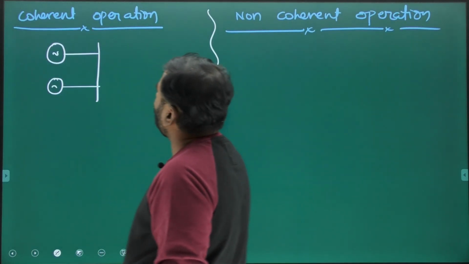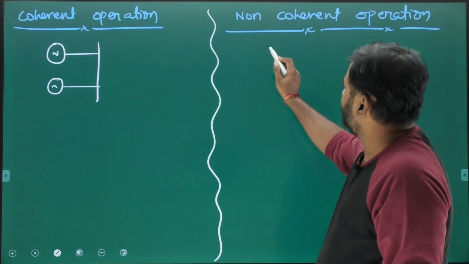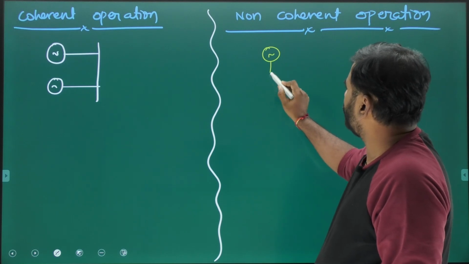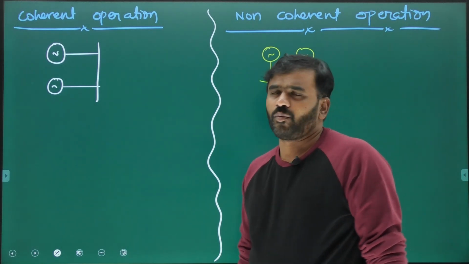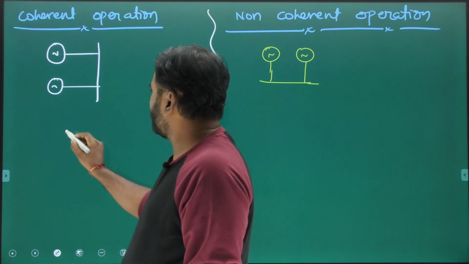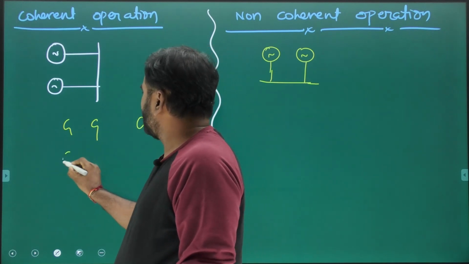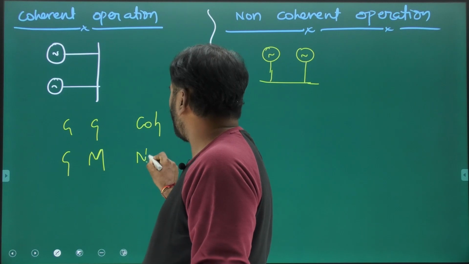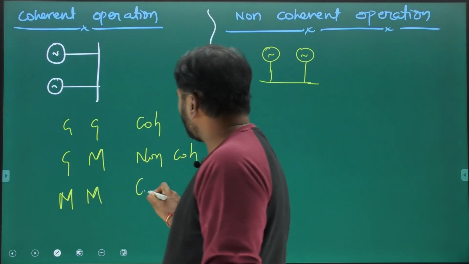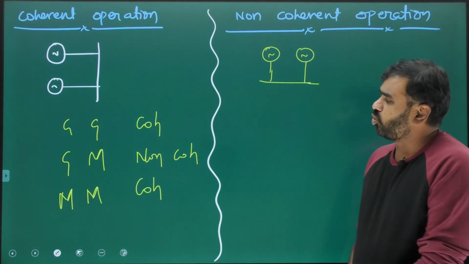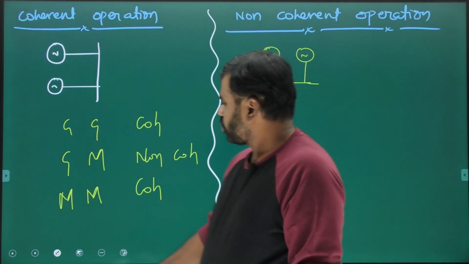Now, coherent operation and non-coherent operation. Suppose two machines are running in parallel; we need to understand what is coherent operation and what is non-coherent operation. Coherent operation means all the machines are swinging together. Non-coherent operation means the machines are swinging in opposite directions. For example, generators running in parallel is called coherent operation. A generator and motor running in parallel is called non-coherent operation. Motors and motors running in parallel is again a coherent operation. That means a generator and motor running in parallel is called a non-coherent operation. Otherwise, it is a coherent operation.